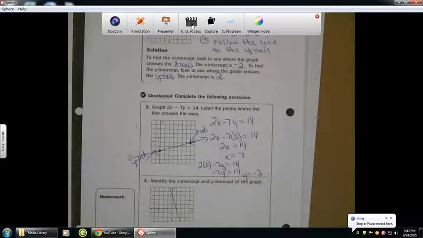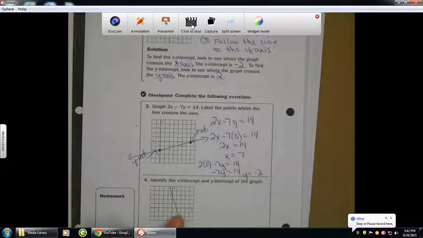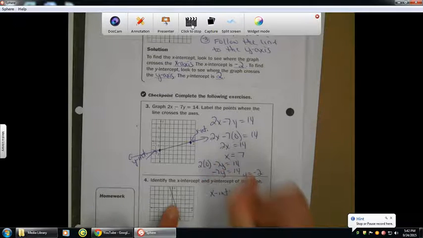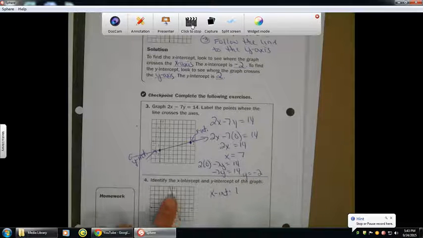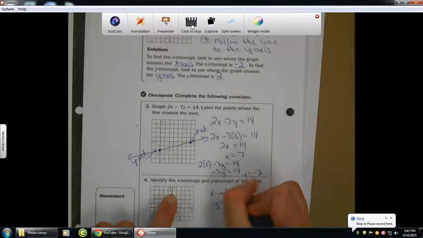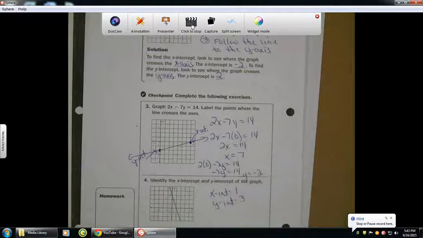And in the last example, I'm taking my finger and running it along the line until I hit the x-axis to find my x-intercept, which is 1. And I'm going to continue up that line to find the y-intercept, and my y-intercept is 3.